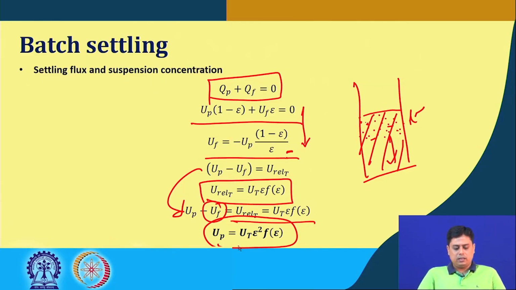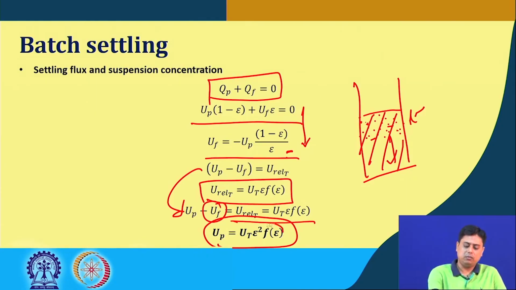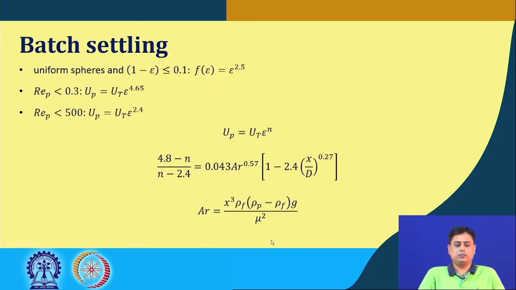So, that means this dimensionless velocity, or now the point is that, before I go into that, we need to know what the expression of this function is, because then you can calculate UP. This expression has theoretically been shown, for uniform spheres and a solids volume fraction of suspension of less than 0.1, to be that this F of epsilon is basically epsilon to the power 2.5.